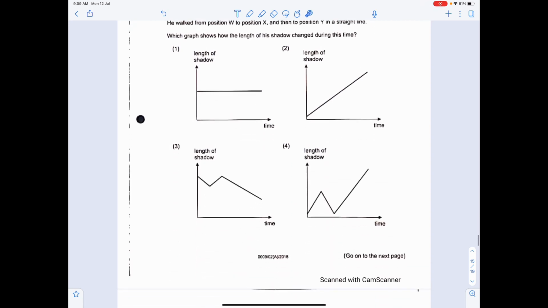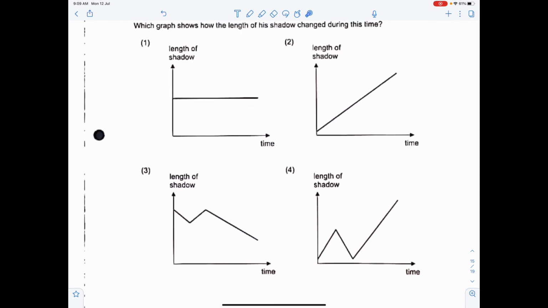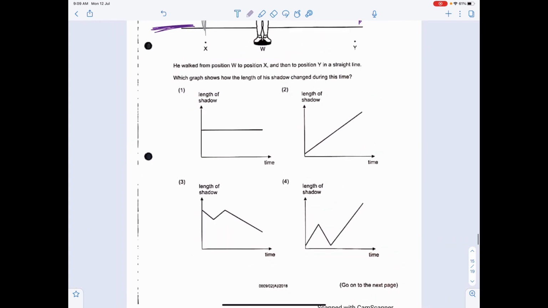So when you look at it, the only one that shows this happening is actually number 4, whereby it increases, decreases, and then increases. Okay? So if you want to note down the point, right? So he starts at W. From W, he walks to X. From X, he walks back to W. From W, he walks back to Y. Okay? So answer 4.